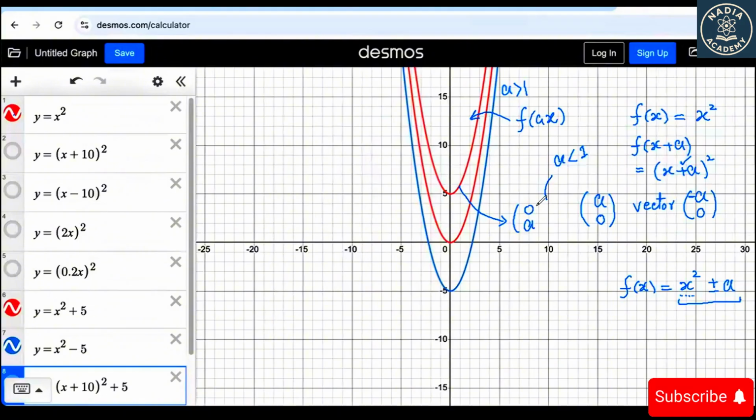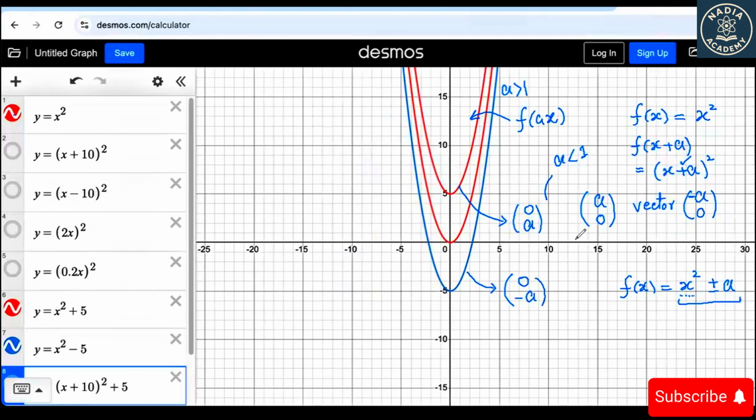0, a. So this time we do not have a negative a as we have in the case of the independent variable x. For addition, it was negative a, 0. Now, for this one where we take away, our vector will be 0, negative a.